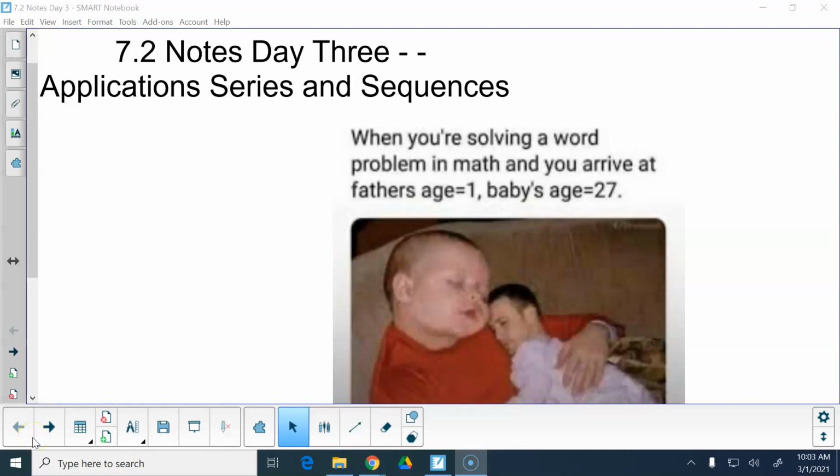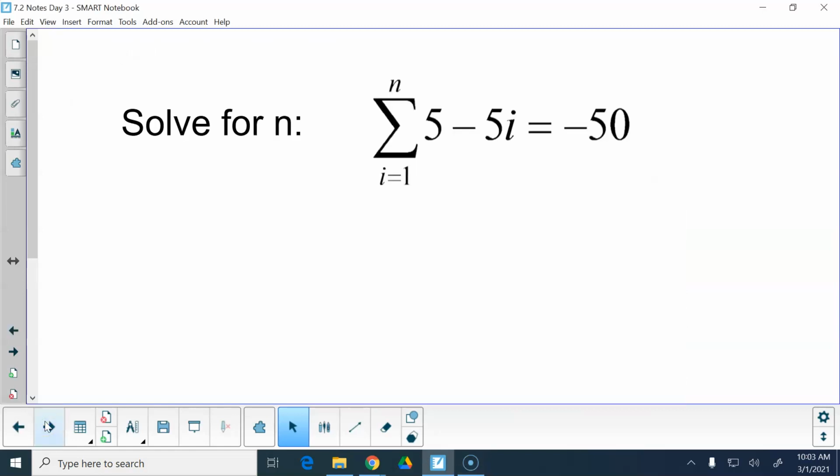All right, so applications today. Fancy way of saying word problems. Okay? That's all it is. That's what we're going to end up dealing with today. But first, I would like to start with a different kind of sum problem from last week.